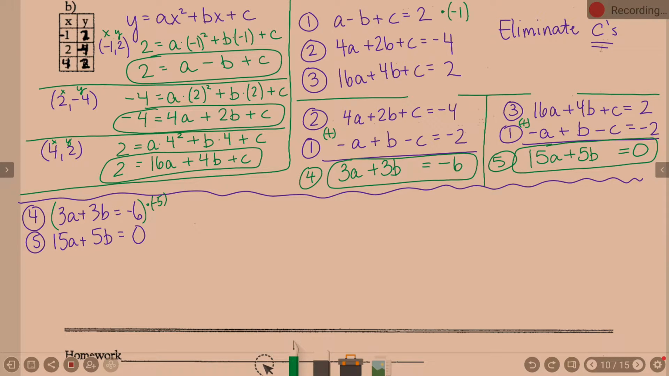by negative 5, right? So if I multiply that top equation by negative 5, it becomes negative 15a minus 15b equals positive 30. Equation 5, I just carry over 15a plus 5b equals 0.